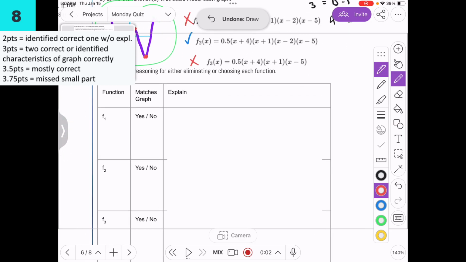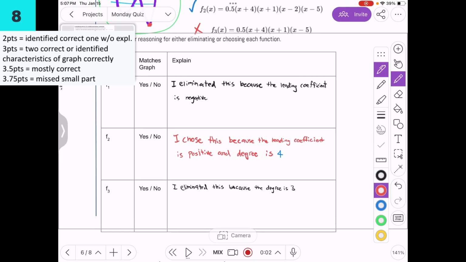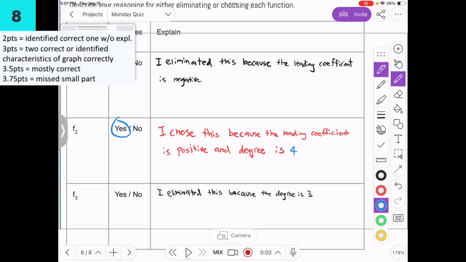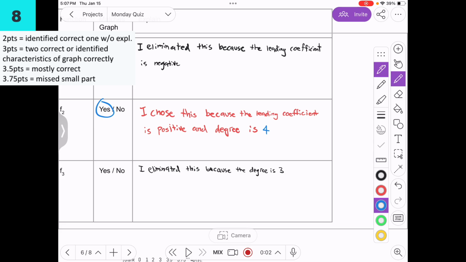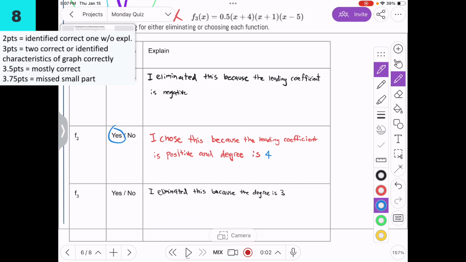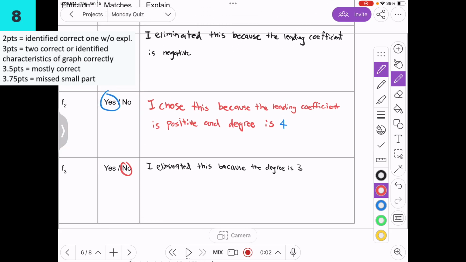So when you go ahead and write these explanations, you want to give a good explanation of why you chose it. So I chose this one, the middle one, because the leading coefficient is positive and the degree is 4. Just those 2 things enough? Those 2 pieces of information is good enough to explain why you chose your answer. And for the first one, I just mentioned that my leading coefficient was negative. I can't have that. And for the last one, I chose no because the degree is 3.